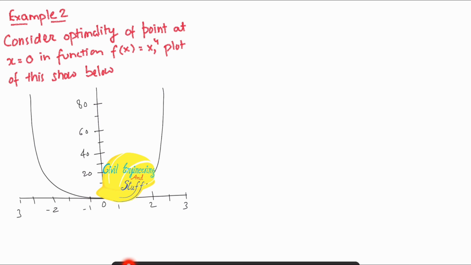Okay, let us take another example. We have to consider the optimality of the function at x equal to 0. The function is f(x) equal to x to the power 4, right? Now we have to find the optimality at x equal to 0. At x equal to 0, the value is 0, right? If we take x equal to 0.1, 0.2, 0.3, 1, 2, 3, 4, the value keeps on increasing.